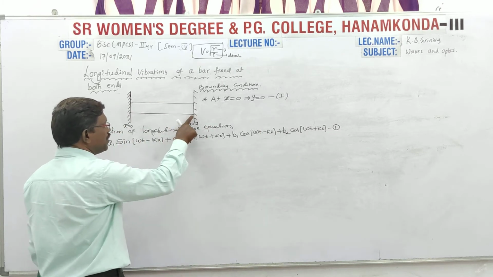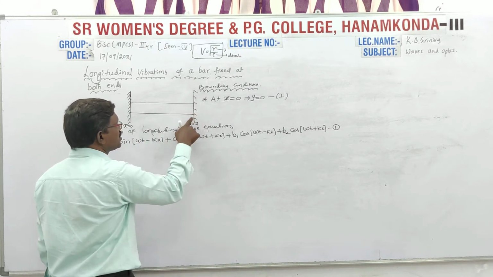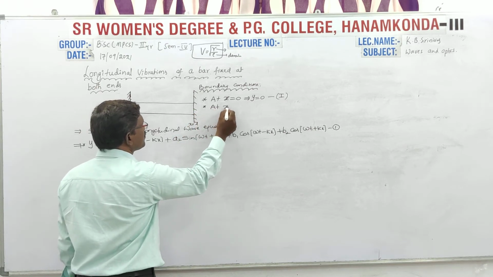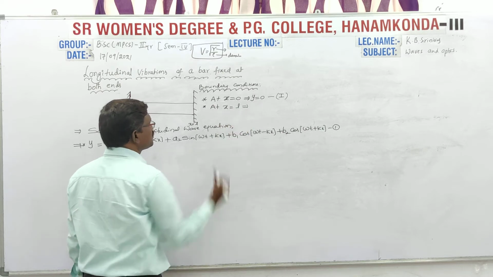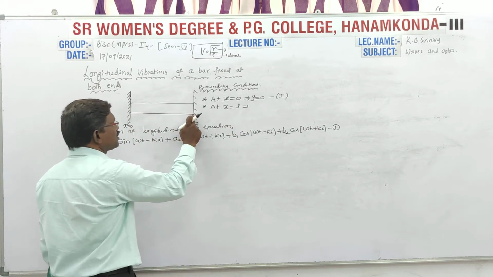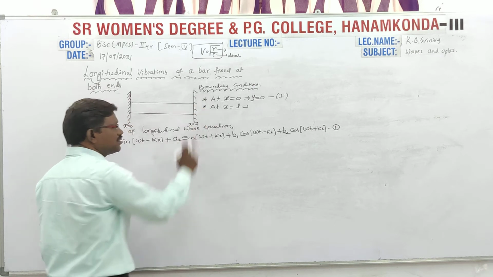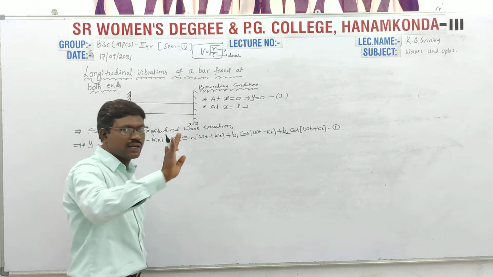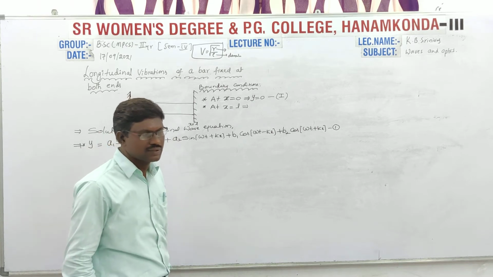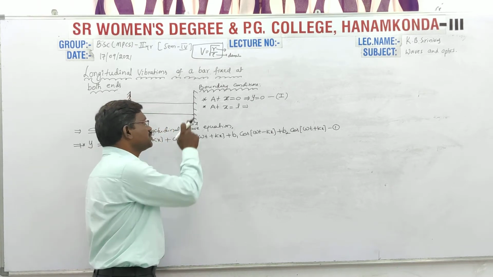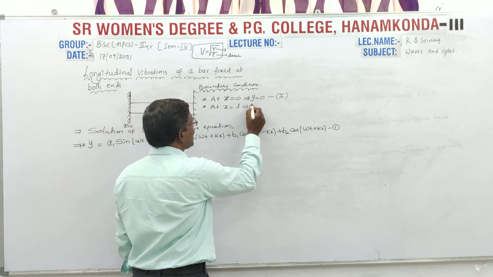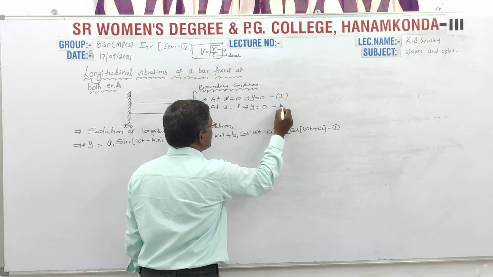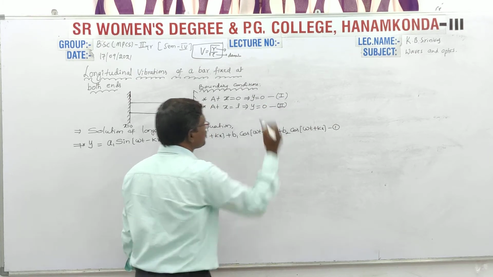Similarly, if you observe the second end, that is at x is equal to L, here also the second end is fixed in the wall. So at this place also, the bar cannot produce any vibrations. That is why the displacement of the bar at the second end is also equal to how much? 0. This is boundary condition 2.